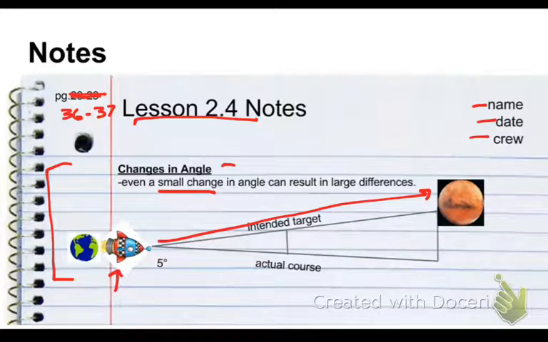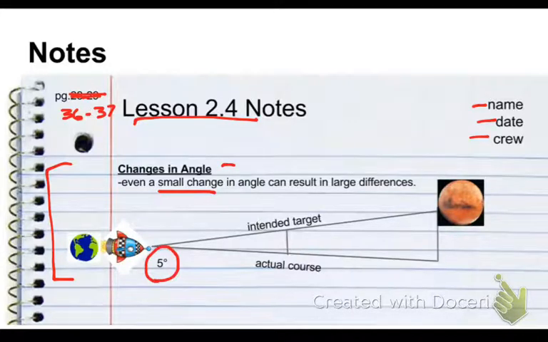Depending upon the time of year in Earth and the time of year in Mars, Mars can be anywhere from 54.6 million kilometers away to about 400 million kilometers away. That's a very, very long distance. Now, let's say I'm launching a rocket, and that rocket wants to go to Mars. Unfortunately, I am 5 degrees off. Just 5 degrees off when I launch that rocket.